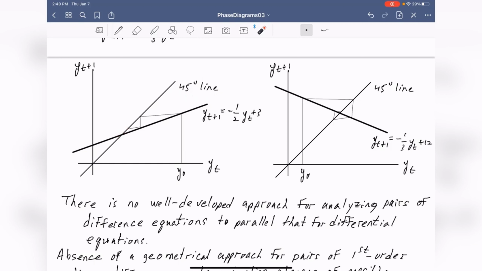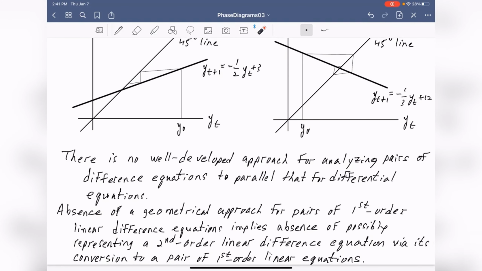Now, for a downward sloping function, y_{t+1} equals minus 1/3 y_t plus 12, we start with y0 here, move it up to this function, determine what the y1 is going to be, which we then plug back in. That determines a y2, and we see here that we converge on this point here in a sort of cobweb kind of fashion.